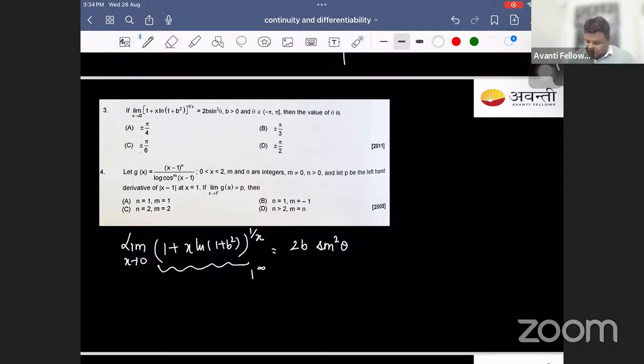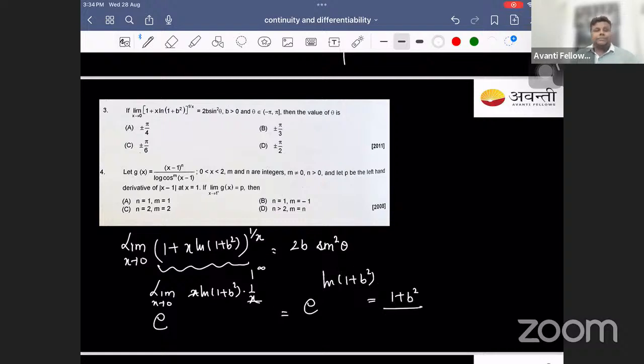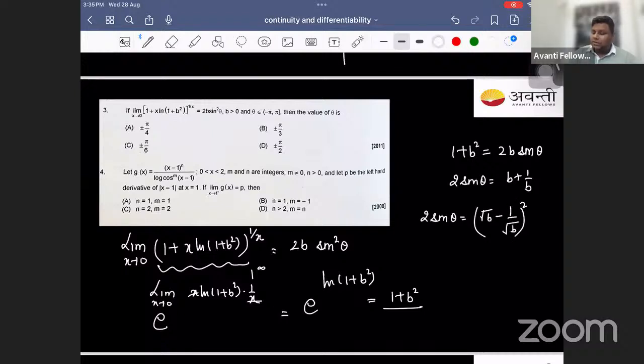So the 1 to the power infinite form has solution e to the power (fx minus 1) into gx. So it will be limit x approaches 0 of x ln of (1 plus b square) into 1 by x. This x will cancel. So it will be e to the power ln of (1 plus b square), whose answer is 1 plus b square. Now what they are saying, this limiting value 1 plus b square is 2b sine theta. That means 2 sine theta is b plus 1 upon b. That means this 2 sine theta can be written as under root b minus 1 upon under root b, whole square, plus 2.